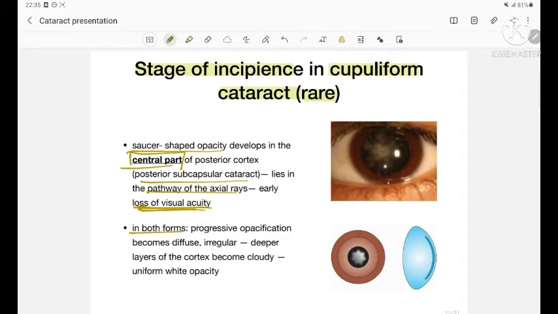In both the forms, there is progressive opacification which becomes diffuse, irregular. The deeper layers of cortex become cloudy and there is uniform white opacity with progression of time. This is the cupuliform cataract, also called the posterior subcapsular cataract.